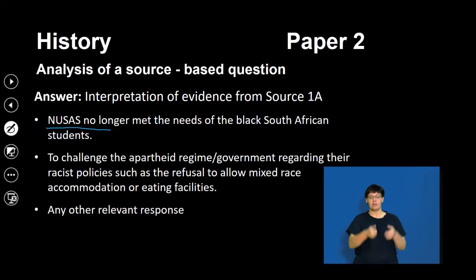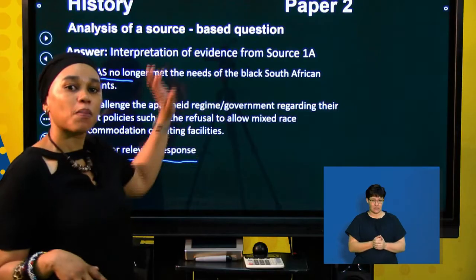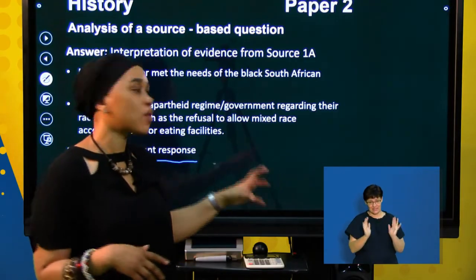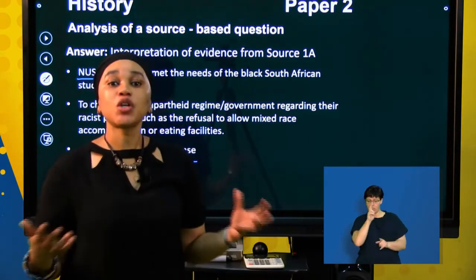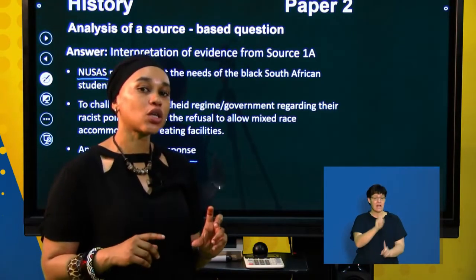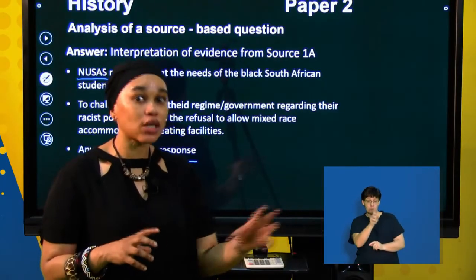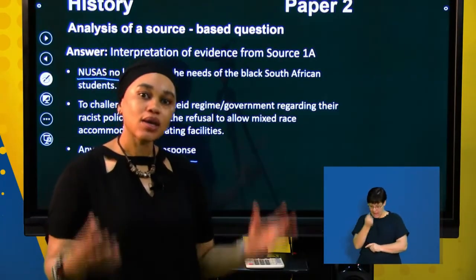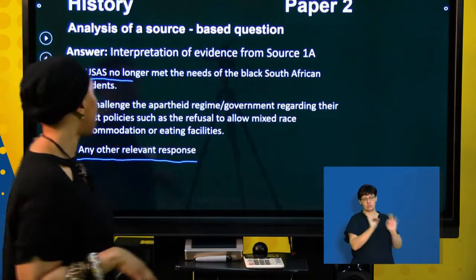Okay, and then another possible answer there is to challenge the apartheid regime or government regarding their racist policies, such as the refusal to allow mixed race accommodation or eating facilities. That obviously means at the universities. And then it says here, any other relevant response. Now remember, these are just marking guidelines, just to show the marker what sort of things to look for. However, we do accept any response as long as it is relevant to answering the question. So if you've read the instruction words of the question and you understand the source, then give the relevant response and you will be fine.